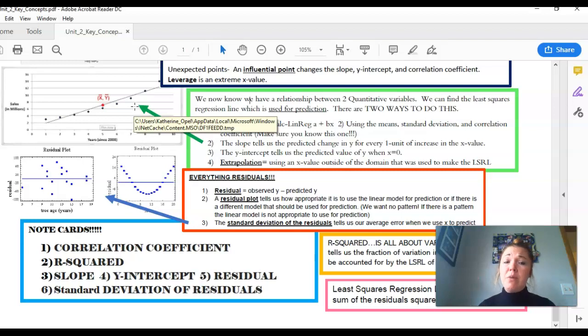And if you have questions, again, remember to write those down. Okay, next, standard deviation of the residuals, okay? The standard deviation of the residuals tells us the average error.